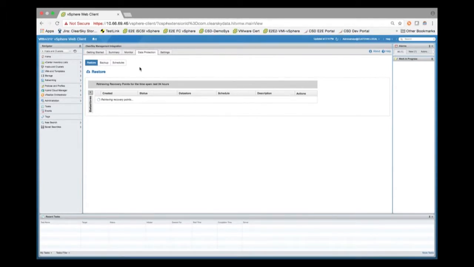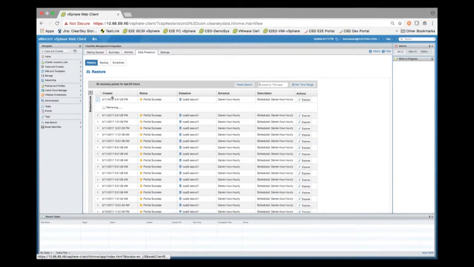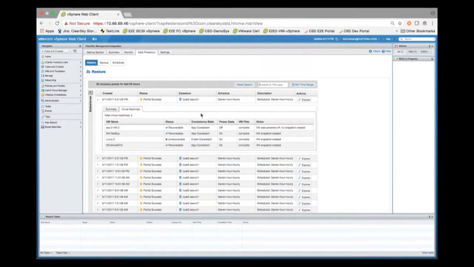And this is the catalog that Laz mentioned. And when this comes up, it's going to basically queue up all the different recovery points that I have for my volumes, for my data stores. And then I can dig into each one of these and get an understanding of what happened for this recovery point. So one of the things that you'll notice here is we have different consistency states.